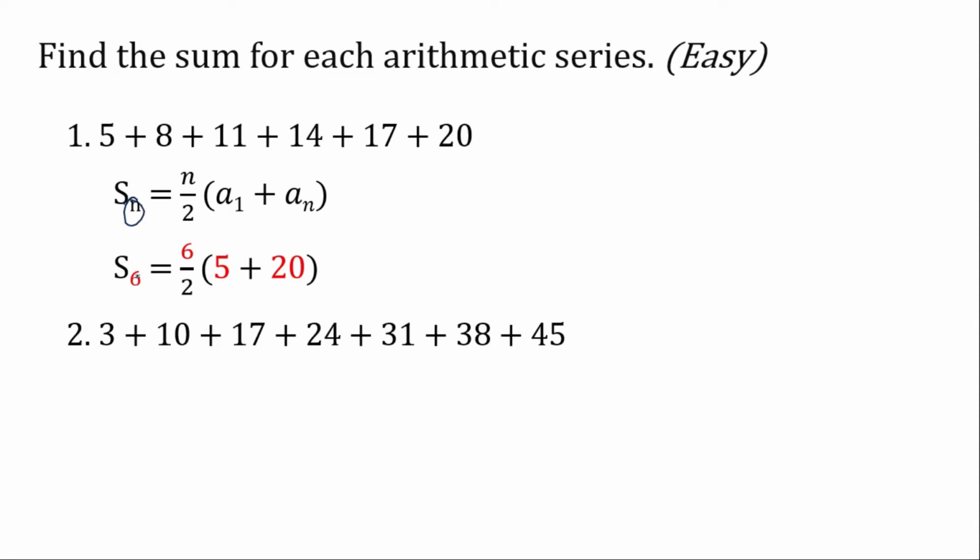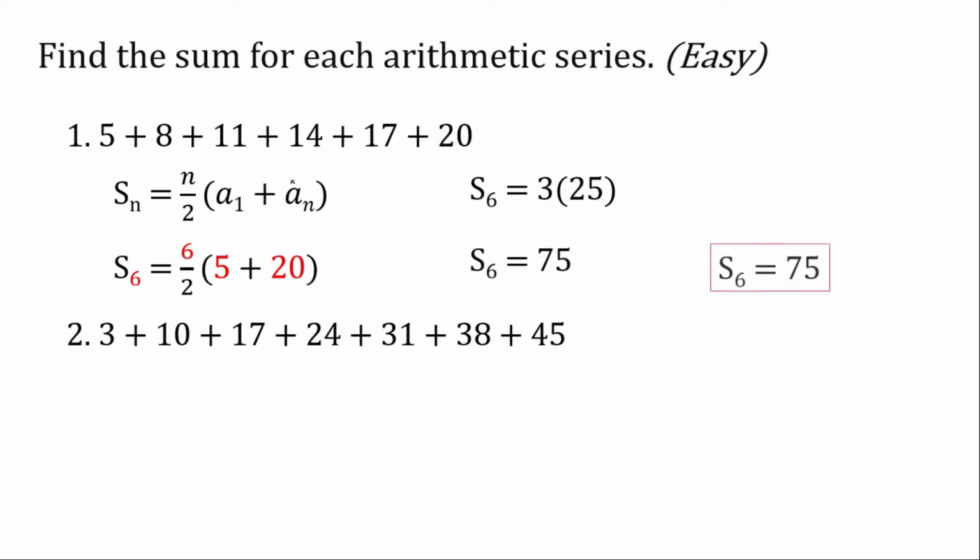n, or the number of terms, is 6 because 1, 2, 3, 4, 5, 6. Our first term is 5. Our last term is 20. So 5 plus 20 is 25. Then 6 divided by 2 is 3. So 3 times 25 is 75. So the sum of the arithmetic series in number 1 is 75.